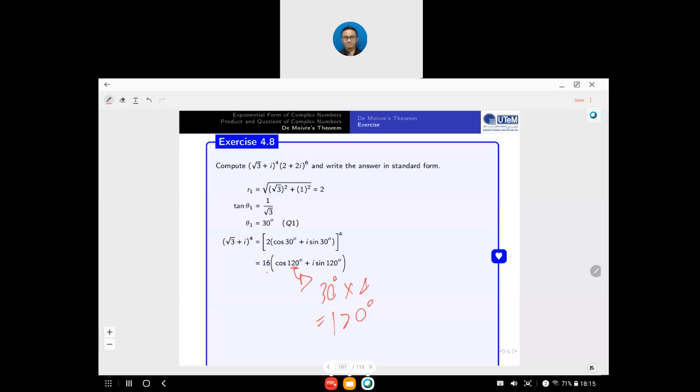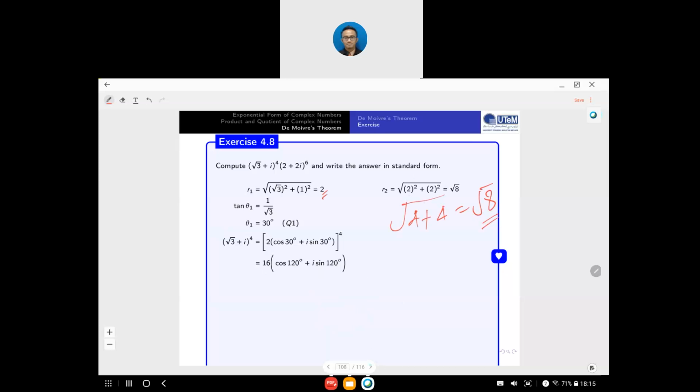Okay. Next, you find the other one. R2 equals the square root of 2 squared plus 2 squared. So this one equals the square root of 4 plus 4, you can get the square root of 8. The square root of 8 you cannot simplify, so that's why I'm just using the square root of 8. The one earlier, you got the square root of 4, and the square root of 4 is 2.